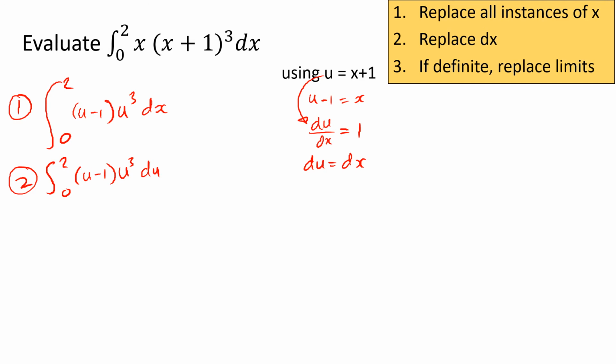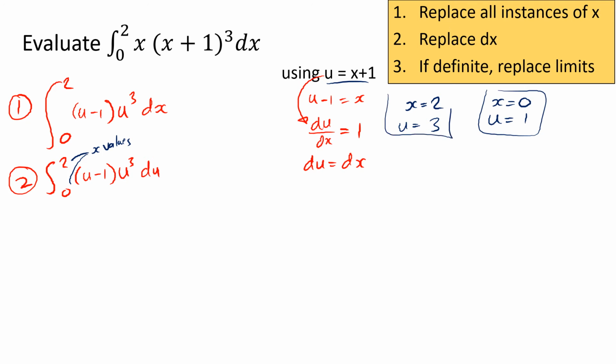Cool. And then part 3, we want to change the limits. So you've got to remember at this stage these are x values, both of them, and we want to change them to u values. So we've got basically x equals 2 and we've got x equals 0. Now we know that u equals x plus 1, so we can use that. u is equal to 3 if x is equal to 2, and u is equal to 1 if x is equal to 0. And those are the limits that will sub in here.